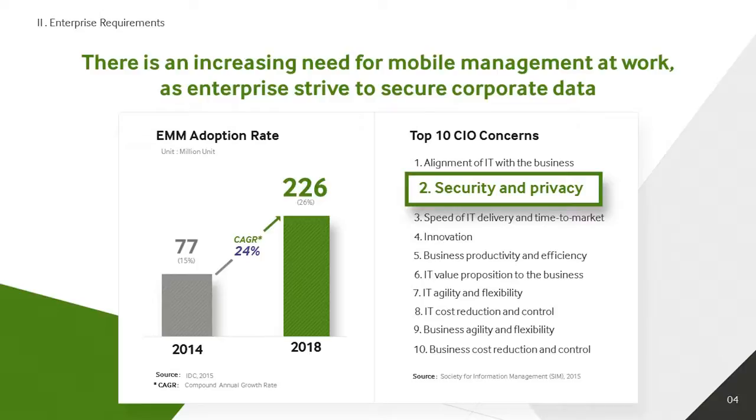The need for EMM is also indicated by the result of a survey on top 10 concerns of CIOs. Security and privacy is ranked number 2 out of all the mobile and PC-related concerns, and it's mainly caused by the increasing number of mobile devices being used at work. As there will be more and more mobile devices used for work purposes and corporate data stored on the devices, the amount of effort put into solving the issue will continue to grow.